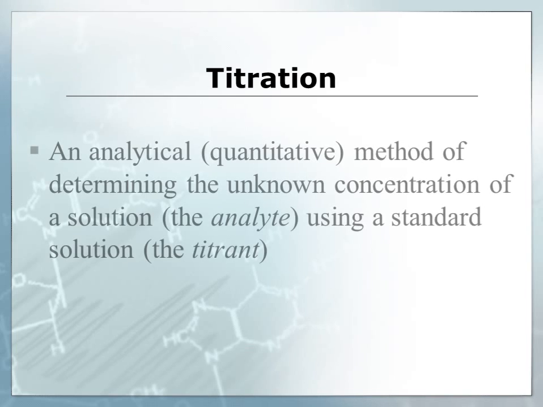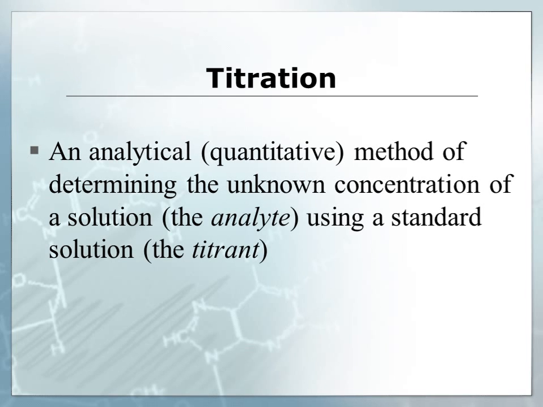A common analytical technique used in chemistry for determining the concentration of an unknown solution is called titration. And in a titration you have two solutions. Again, one is of an unknown concentration. This is what we're trying to determine. This is referred to as the analyte. And we do this using a solution with a known concentration, which we call a standard solution, and it's also referred to as the titrant.